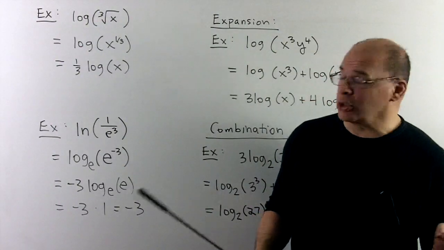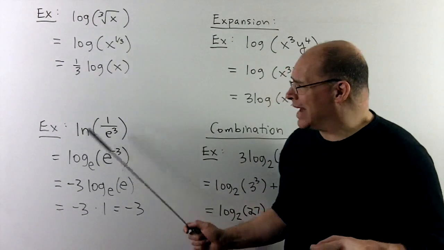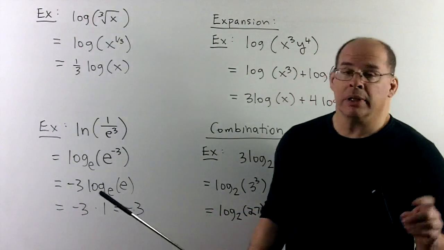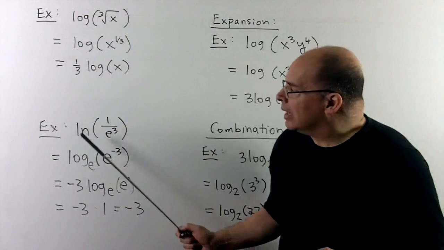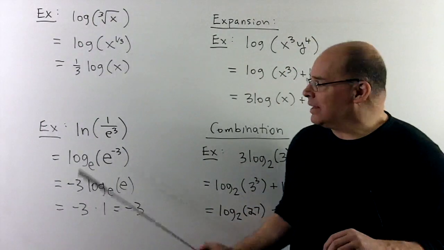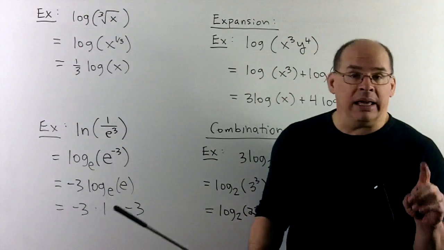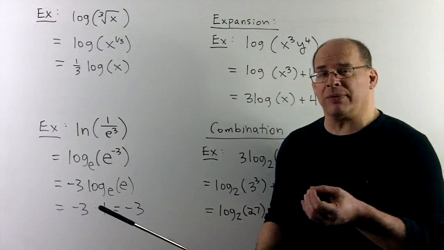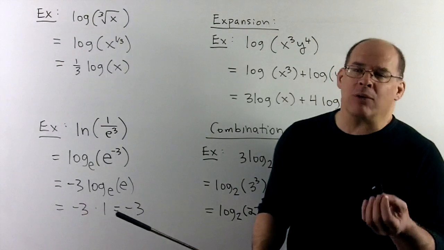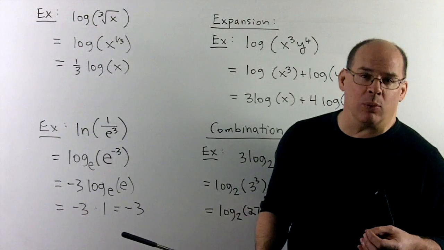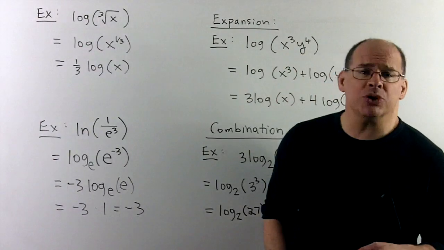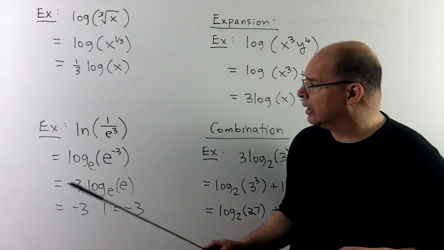Let's try one with natural log. Suppose we have natural log of 1 over e cubed. Some things to remember. Natural log is just log to the base e. e is a special number. It's roughly 2.7, but it goes on forever. And that really becomes more of a thing when you get to calculus. But for now, it's a special number that shows up everywhere in science.